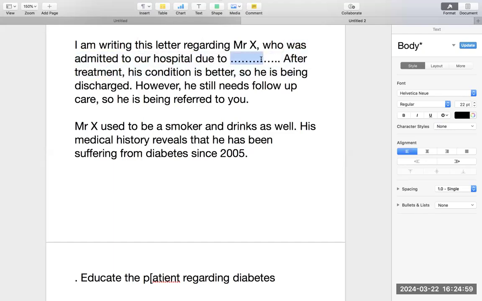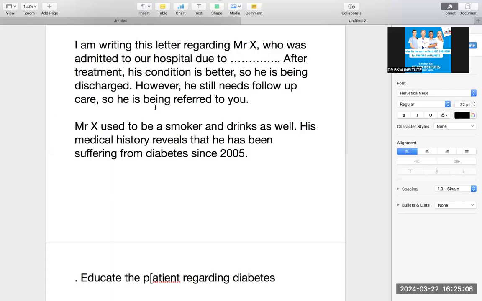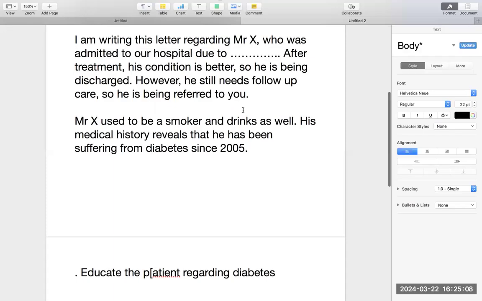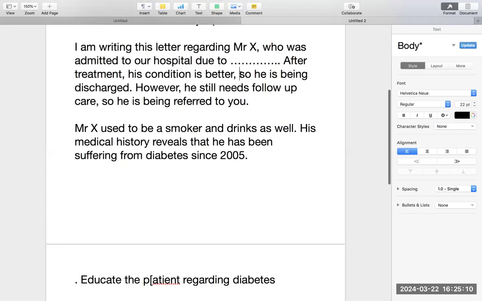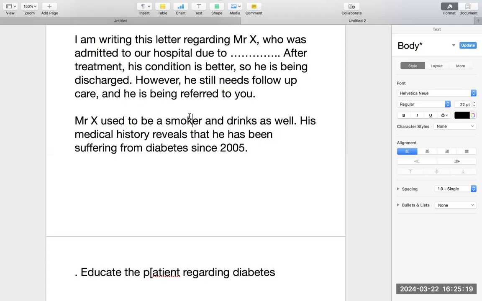He was a case of myocardial infarction or multiple sclerosis. You treated the patient, he is better, so he's being discharged. However, he still needs follow-up care, so he's being referred to you. It is better not to repeat, so I can understand it doesn't look nice. So you can say he needs follow-up care and he is being referred to you. That is how simple grammar is. Use a simple word. Don't overthink.